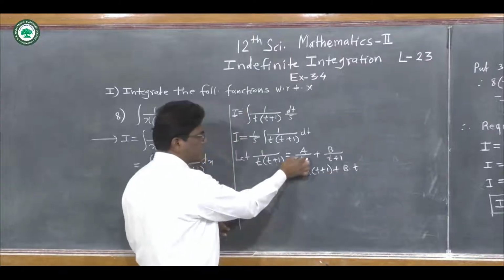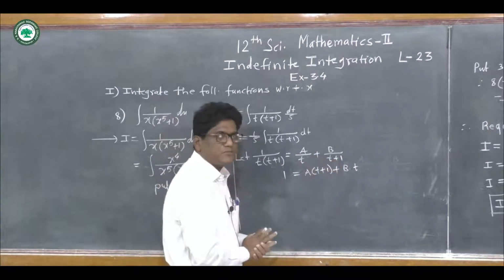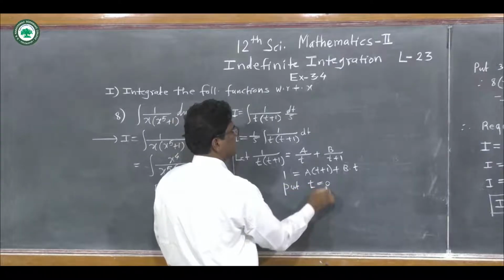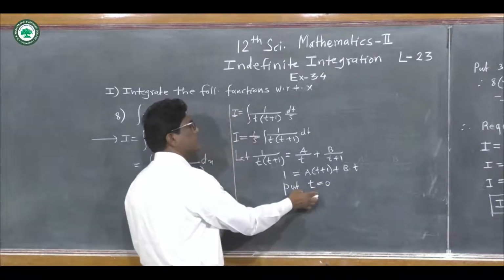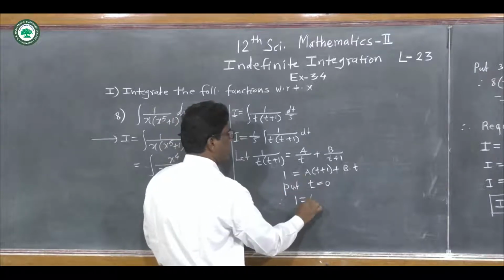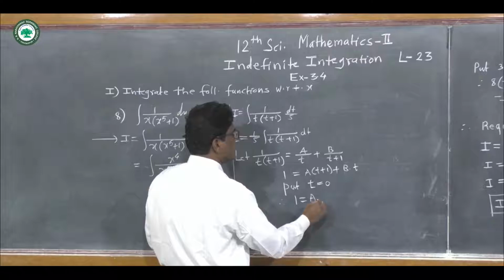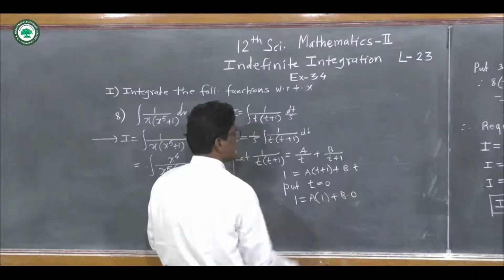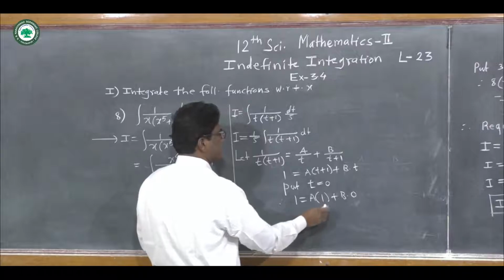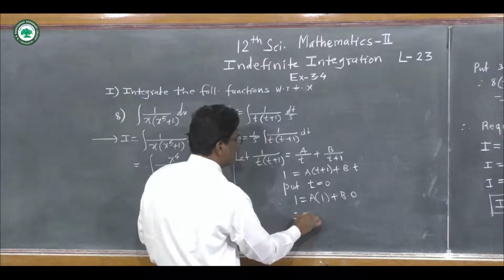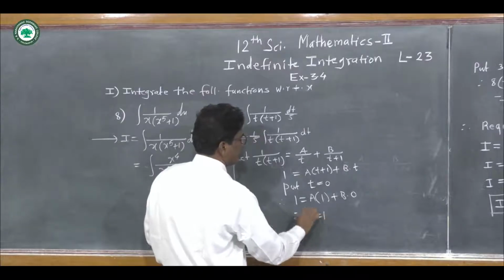By substituting first factor equal to 0, second factor equal to 0. So put here t is equal to 0. If we put t equal to 0, we get 1 is equal to a into, t is 0, 0 plus 1 that is 1, plus b into t is 0. So b into 0 is 0. So a into 1, and so a is equal to 1. We get here a is equal to 1.